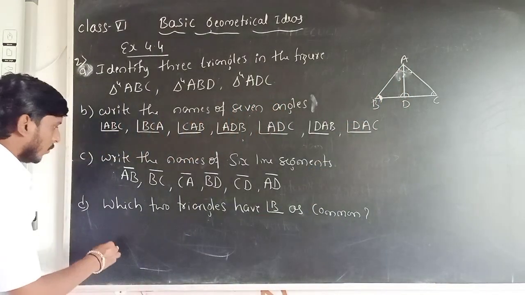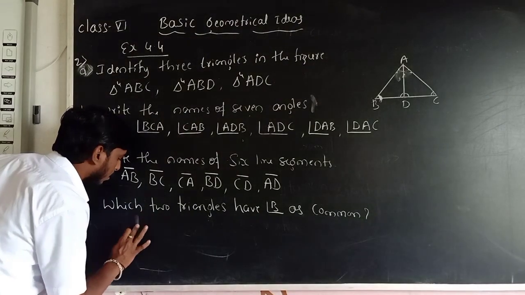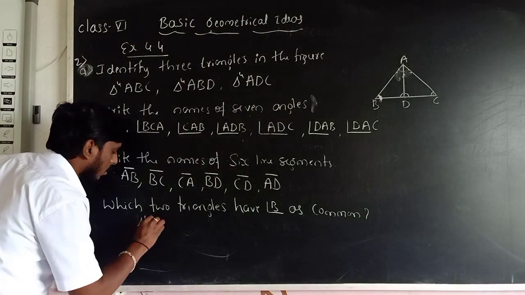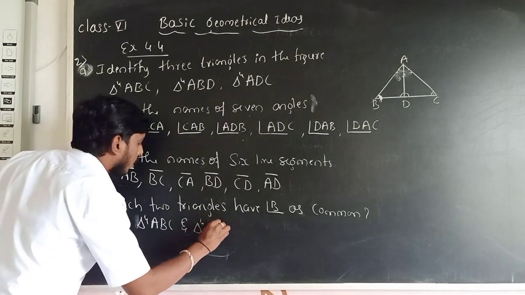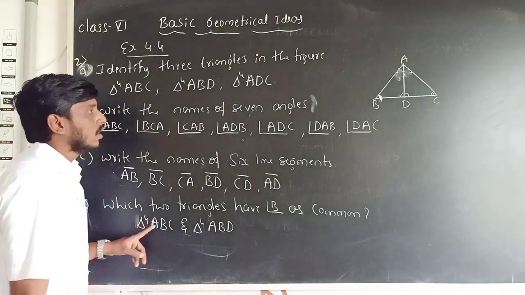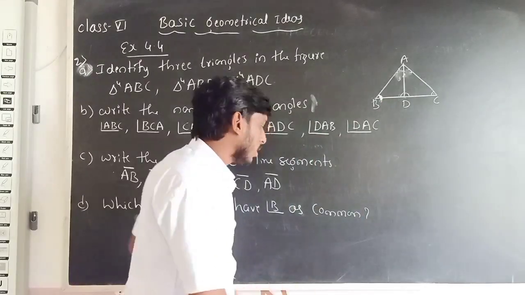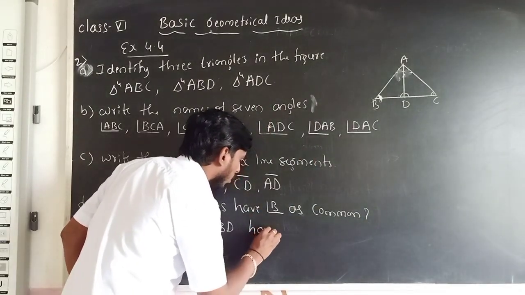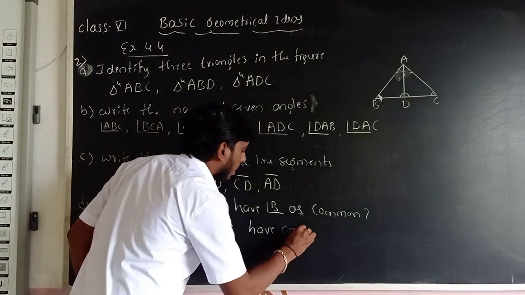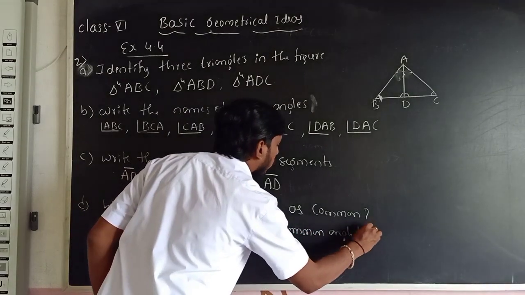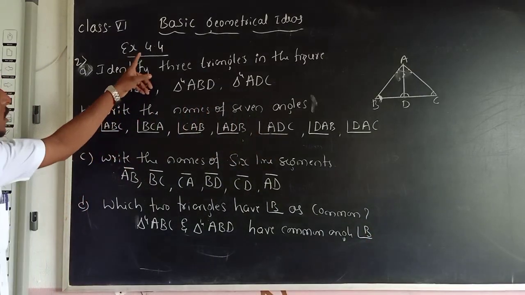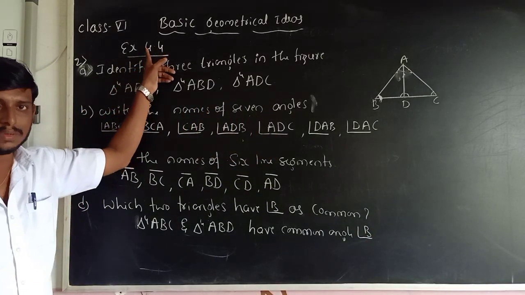Okay. So which two triangles? Triangle ABC and triangle ABD. These two triangles have a common angle B. Okay. So this is the completion of exercise 4.4.